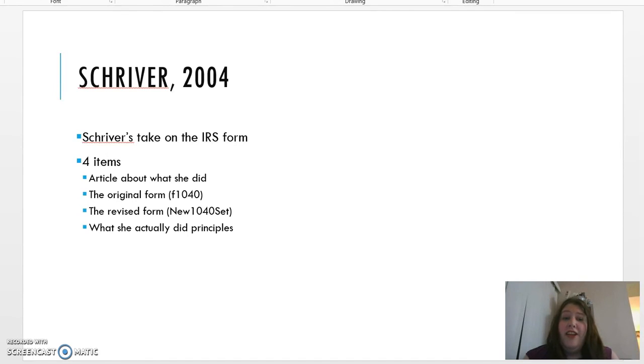So we have about 4 items. There's the link to the article about what she did, there's the original form that I want you to look at, and then the revised form, and then a summary of what she actually did with the principles.